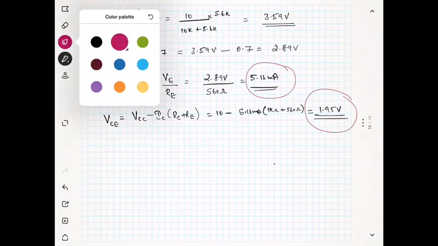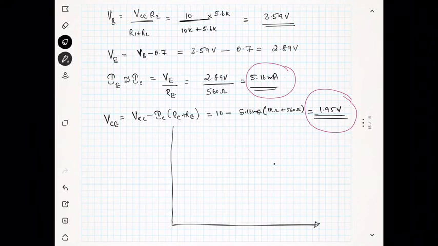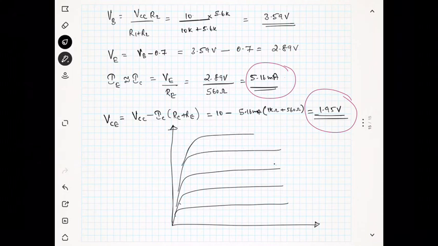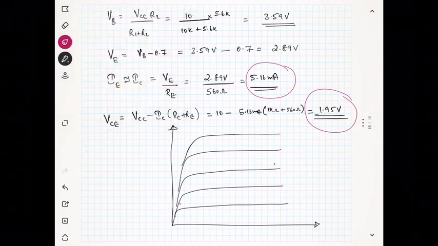Now you can draw the characteristics curve and draw the load line and mark the Q point, right? Now I am going to draw the characteristics curve first. This is the characteristic curve for the transistor. Now we can see how to draw the load line. We have to find the x-intercept and the y-intercept. This is the load line. So what will be this point, and what will be this point?